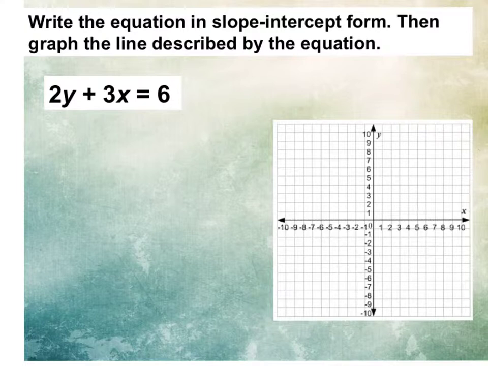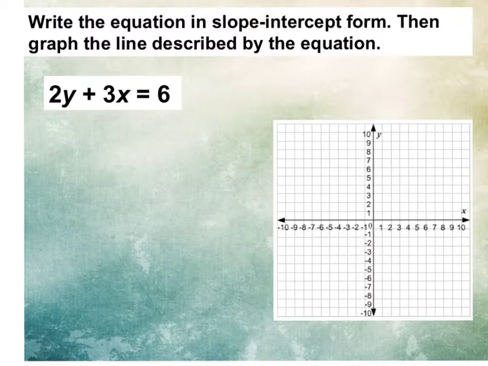For example, we're going to write the equation 2y plus 3x equals 6 in slope-intercept form. Then we're going to graph the line described by the equation. So this example is asking us to do two things. The first thing is to write the equation in slope-intercept form, going from standard to slope-intercept form. Then we're going to graph the line described by the equation on the graph on our right-hand side.